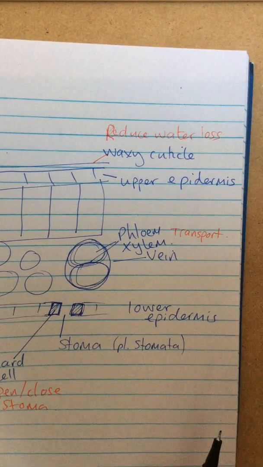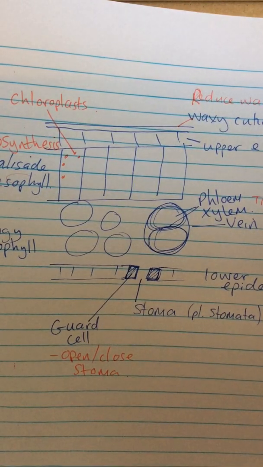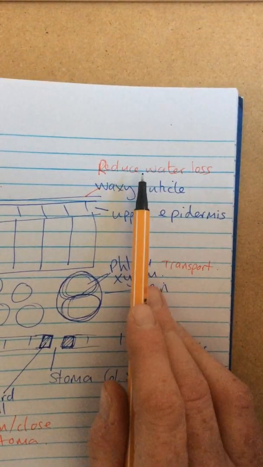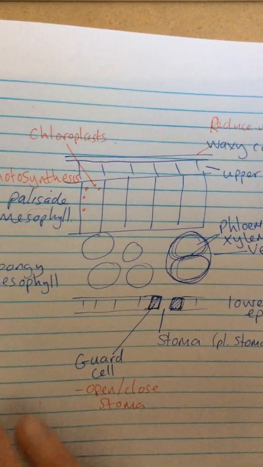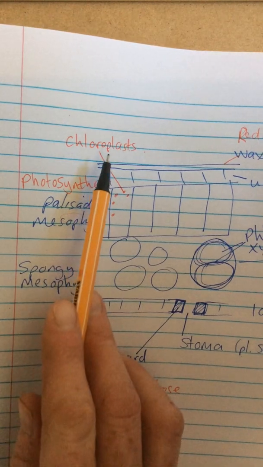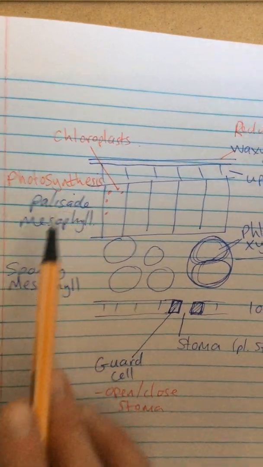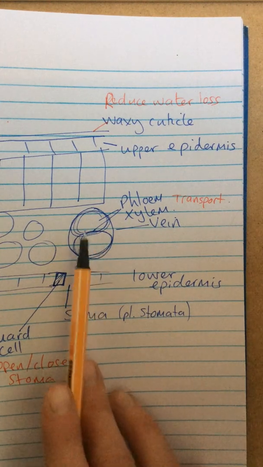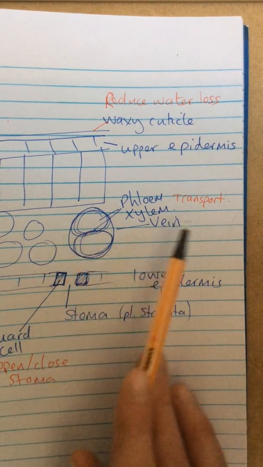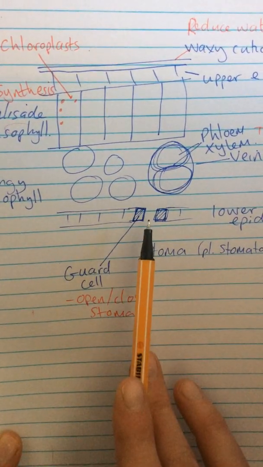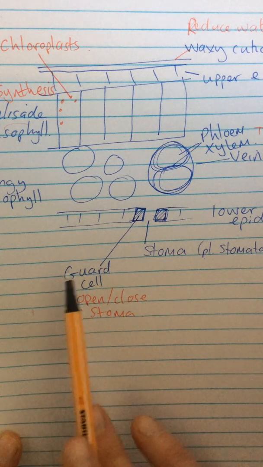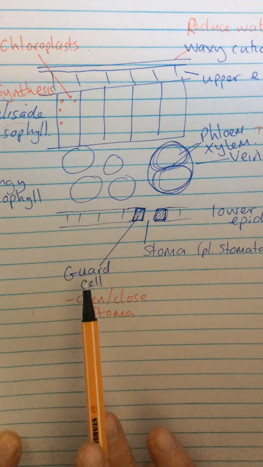So what have we learnt in addition to last lesson? We've learnt that the waxy cuticle reduces water loss. We've learnt that the palisade mesophyll is for photosynthesis and it has lots of chloroplasts to do that. We've learnt that there is some xylem and phloem within the vein, which is for transport. And we've learnt that there are holes in the bottom of the leaf called stoma, and they are opened and closed with the help of guard cells.